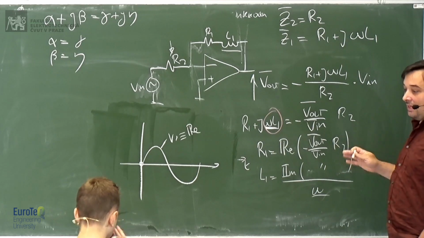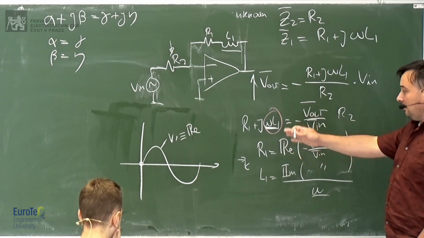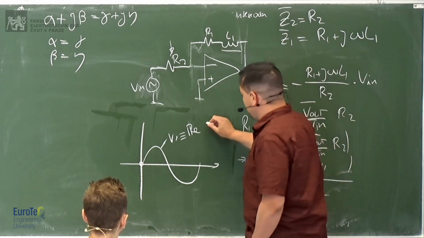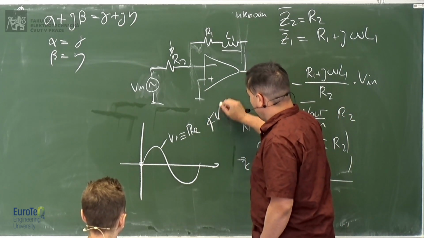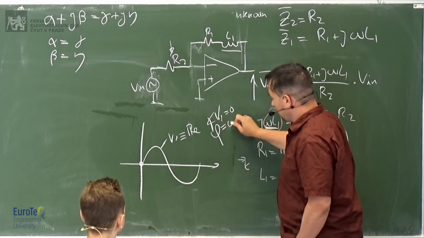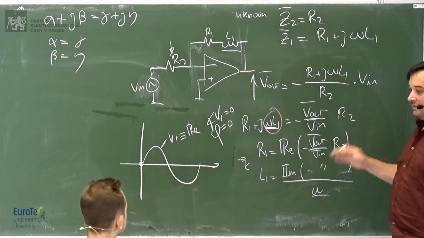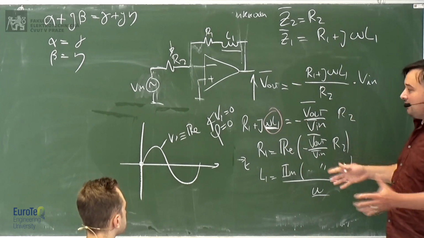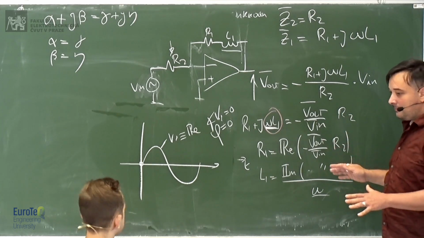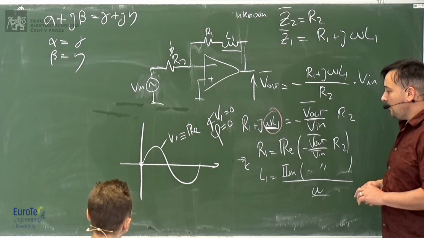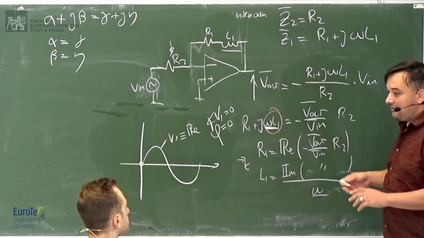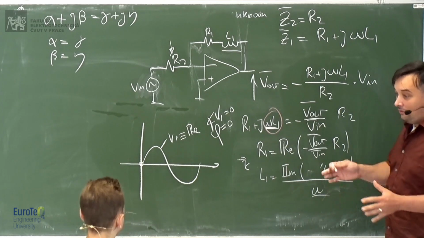So V1 decides that the time is 0 when it crosses 0. So the phase of V1 is 0. We decided, it's our choice, that where we have V1, the phase is 0, okay? Fine. Then whatever other voltage has a phase with respect to V1.